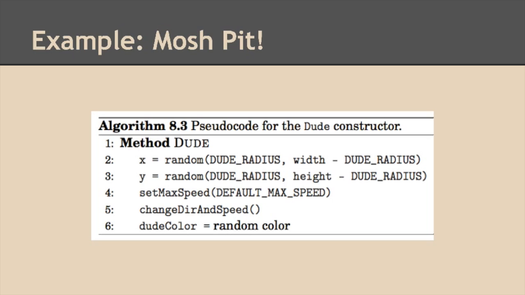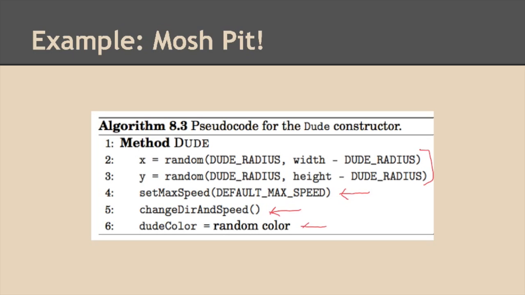So when we create one of these objects, the first two things we're going to do is choose a random location for our dude. Okay? This gives us a range that's entirely within the walls of the mosh pit. Then we're going to set their max speed to the default max speed value. Then we're going to call that change direction and speed helper method, and what that will do is simply apply random values to dx and dy to give it an initial motion, and then finally we'll assign some random color to the dude.